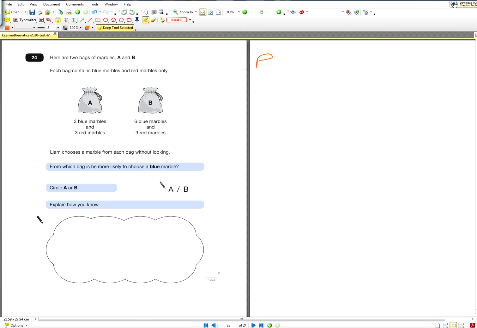Probability. Okay, Huzaifa, what's the probability of a blue in the first bag? Half. It's going to be 3 out of 6, which is equal to a half. What's the probability of a blue in the second bag? That's going to be bag A, and that's going to be bag B. 6 out of 15. We cancel that down, divide that by 3, divide that by 3, what do you get? 2/5. Which one is more likely to happen? Bag A.